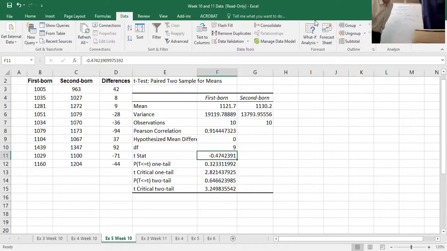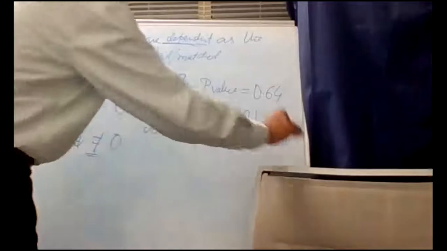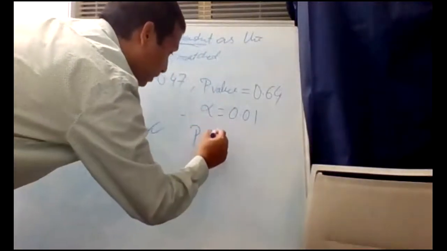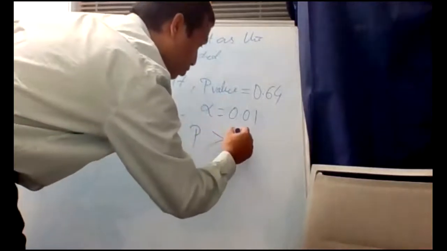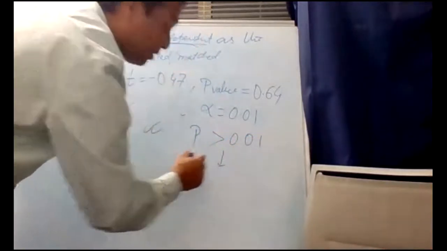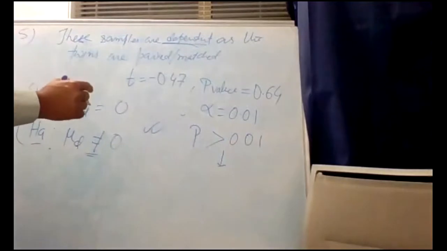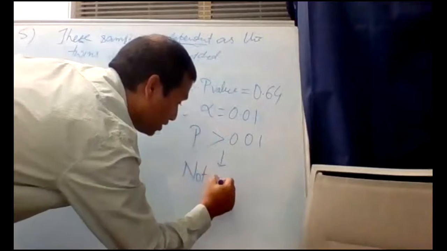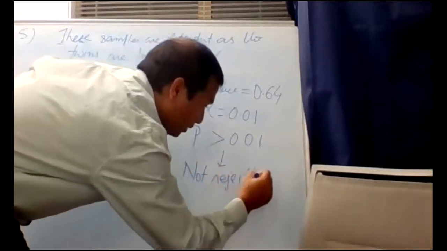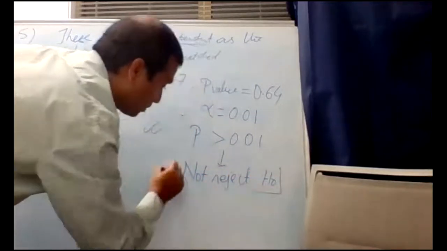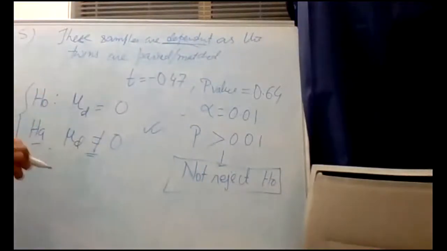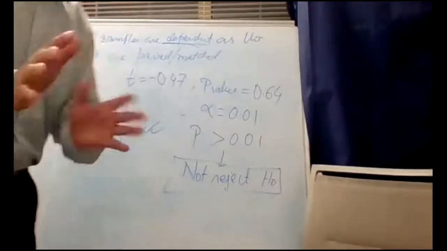Is the P value less than or greater than alpha? The P value is 0.64, so the P value is greater than alpha value 0.01. If the P value is greater, we should not reject. So what is the conclusion here? Do not reject H naught. Not rejecting H naught means we found support for H naught, which says that there is no difference.